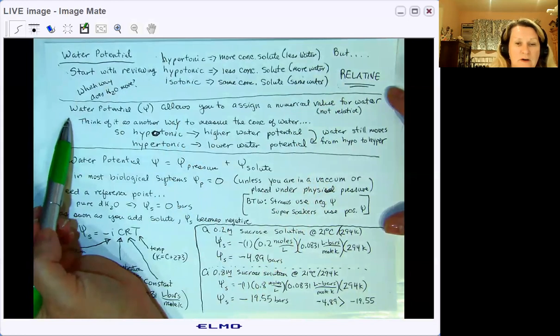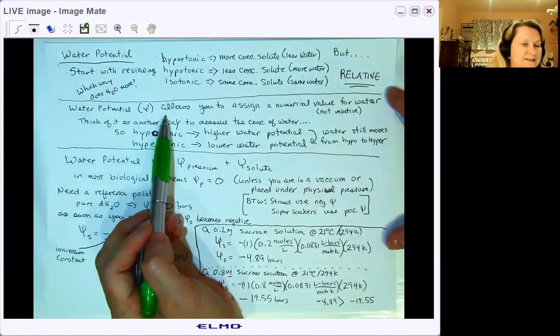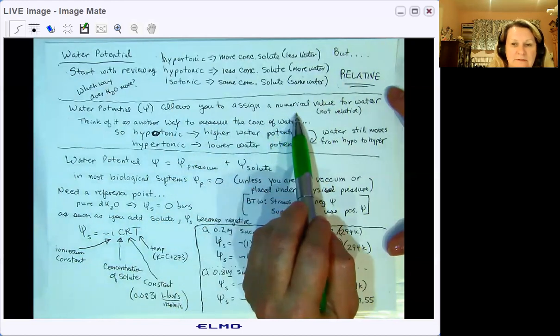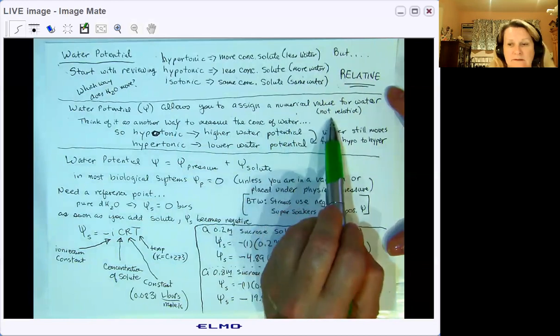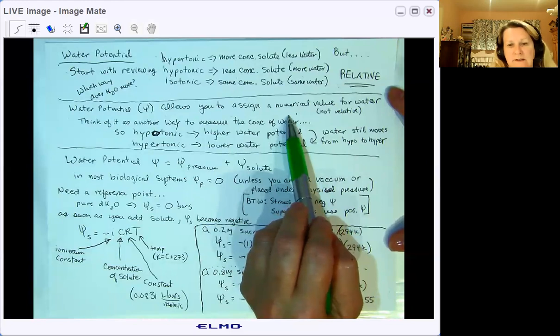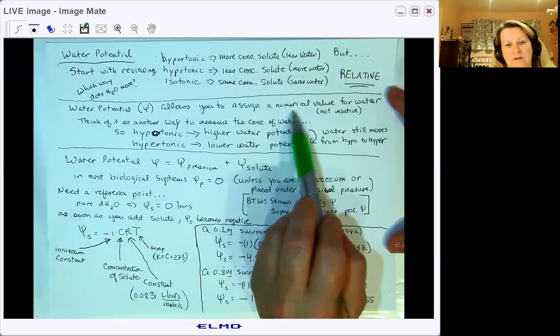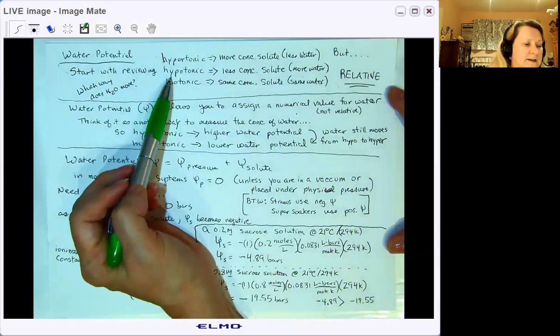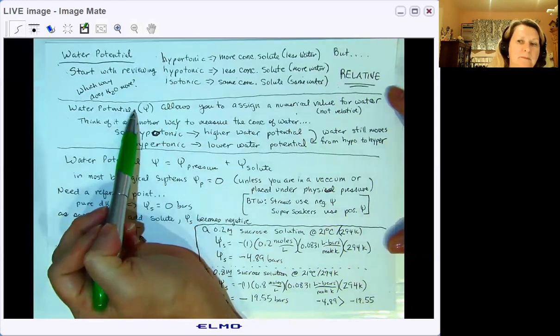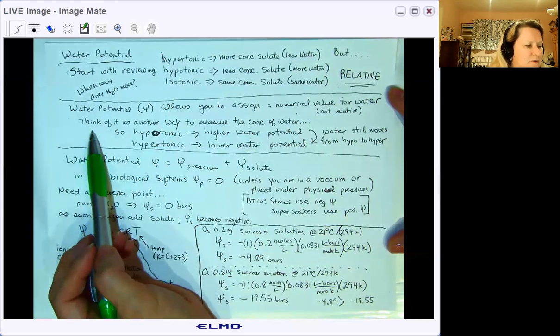So what we do with water potential is a calculation that allows you to assign a numerical value for water. And it's not relative. You assign a number to it. It's kind of like you might say, oh, it's hotter in Arizona than it is in California today. Okay, that's fine. How much hotter? Well, then you need to know the temperature. Hypotonic tells you there's more water than hypertonic. Water potential gives you a number, so you get a little bit more information that way. So just think of water potential as another way to measure the concentration of water.